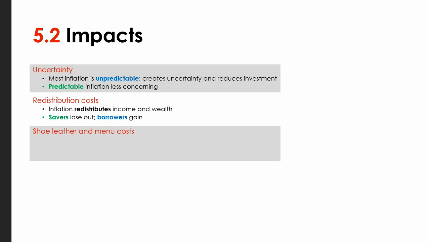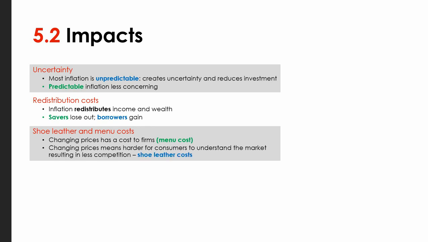A couple of microeconomic impacts. Menu costs are the cost of firms having to frequently update their prices and practically having to change things, but also having to do the market research behind working out the appropriate price. And changing prices makes it much harder for consumers to understand the market, working out what is the most competitive price. They have to spend a lot more energy researching prices. That might result in less competition. And that's known as shoe leather costs because it refers to the fact that once consumers would have actually had to use up the leather in their shoes walking between different firms.